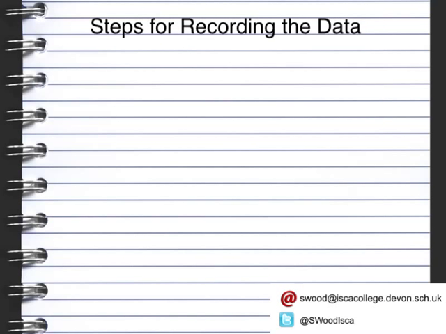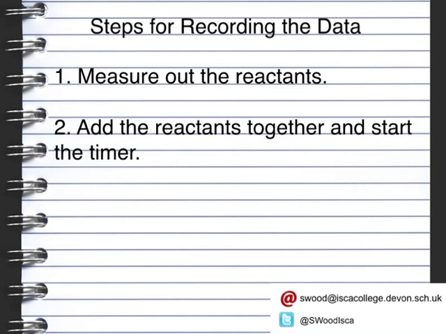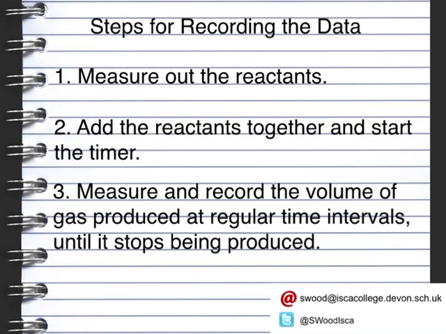Now, with the three methods that we have seen, there is basically the same step that we need to go through with each. The first is to measure out the reactants. Now, once you've done this, you can add the reactants together and start the timer. Now, what you need to be careful with is making sure that you get the bung onto the conical flask where you're actually carrying out the reaction.